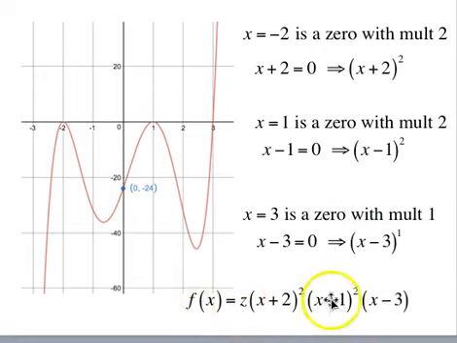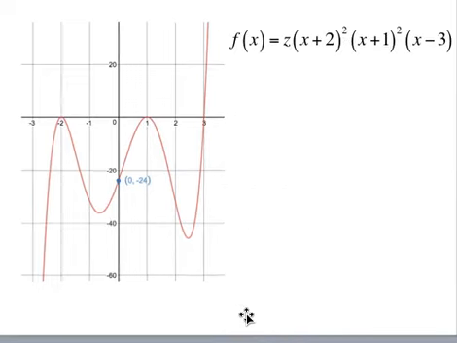Now counting these things, 2, 4, 5, this is an x to the fifth polynomial. It's an odd polynomial. If it's down to the left and up to the right, we know that z is going to have to be positive due to the end behavior. But we can go ahead and calculate z, so let's do that. This is what we're working with.